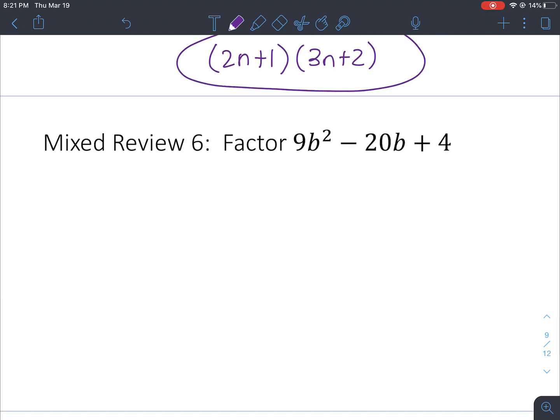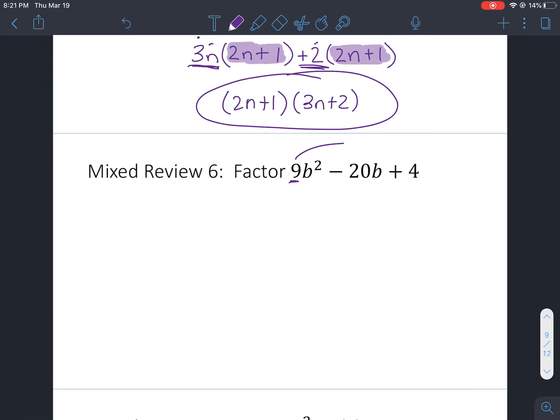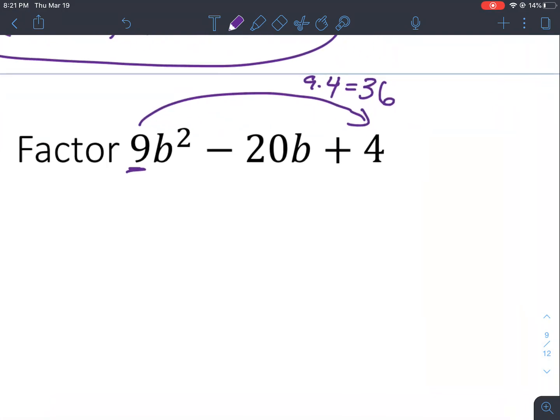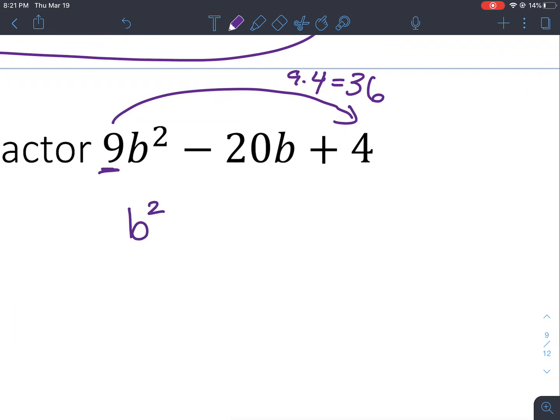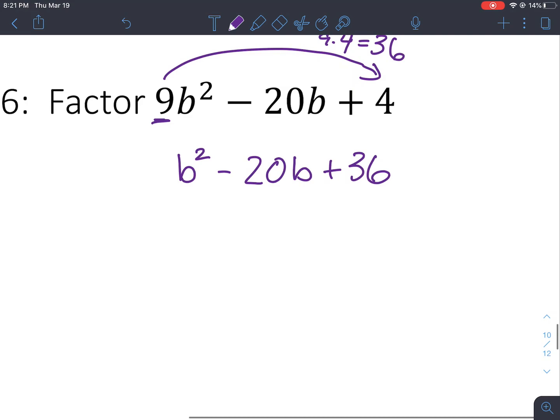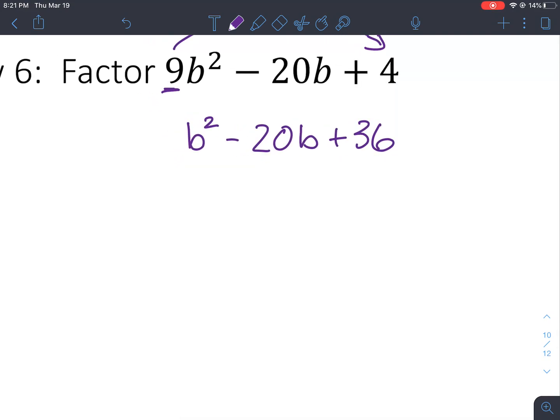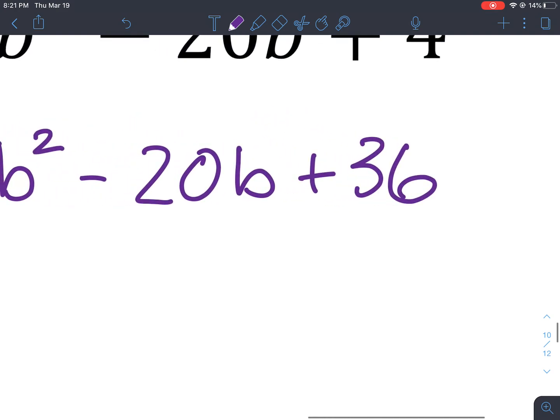Okay, so we do one more of those. Again, we see 3 terms. I have a number in front of that squared variable. So this is going to be 9 times 4 to get 36. I rewrite the original problem without the 9 now. b squared minus 20b, and I'm going to replace that 4 with the 36 we just got, just temporarily while I factor. So I want to think what numbers are going to multiply to 36 and add to negative 20.